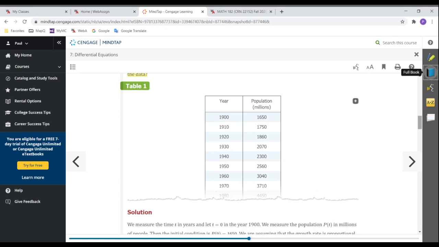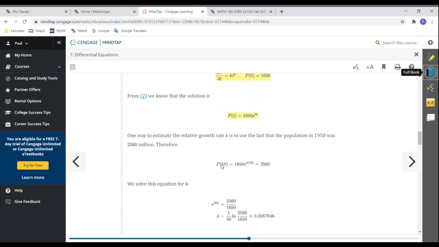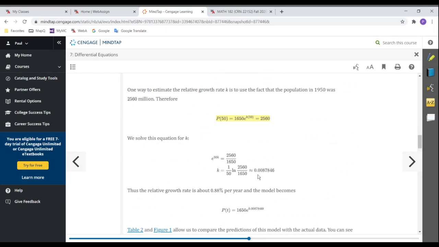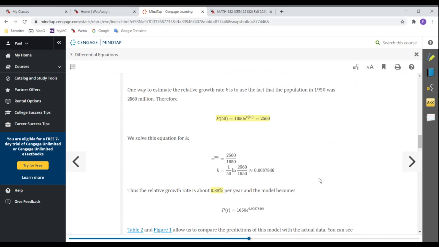I believe the U.S. population is over 3 billion now. So they use that P of 50 equals 2,560 and solve for k, and they get 0.0087846, so the relative growth rate is about 0.88% per year. They just chose 1950 as the second data point to allow you to solve for k.